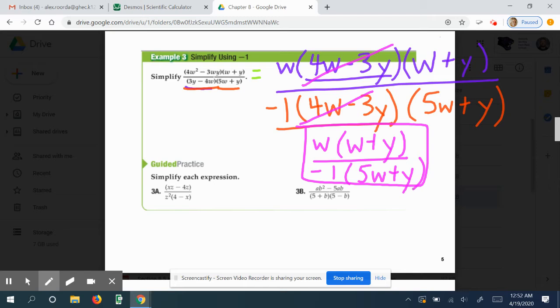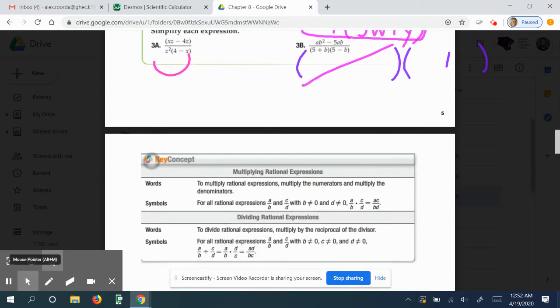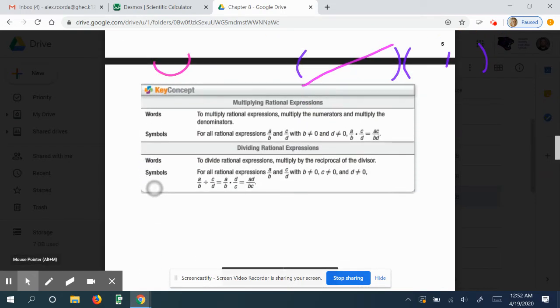Okay? Now, I'd like you to try these guided practice problems. Remember, you're going to be factoring out a -1, and that's okay, but I want you to have some good practice with it.